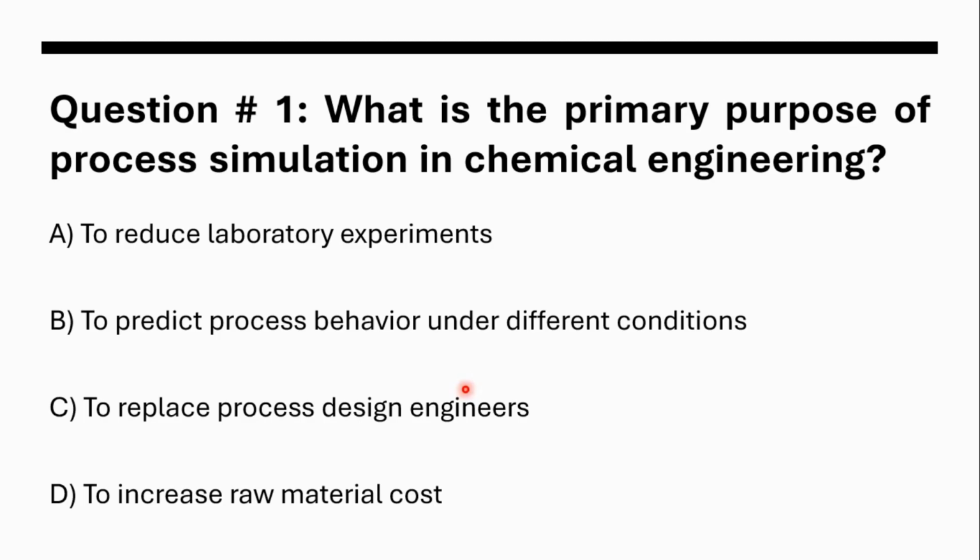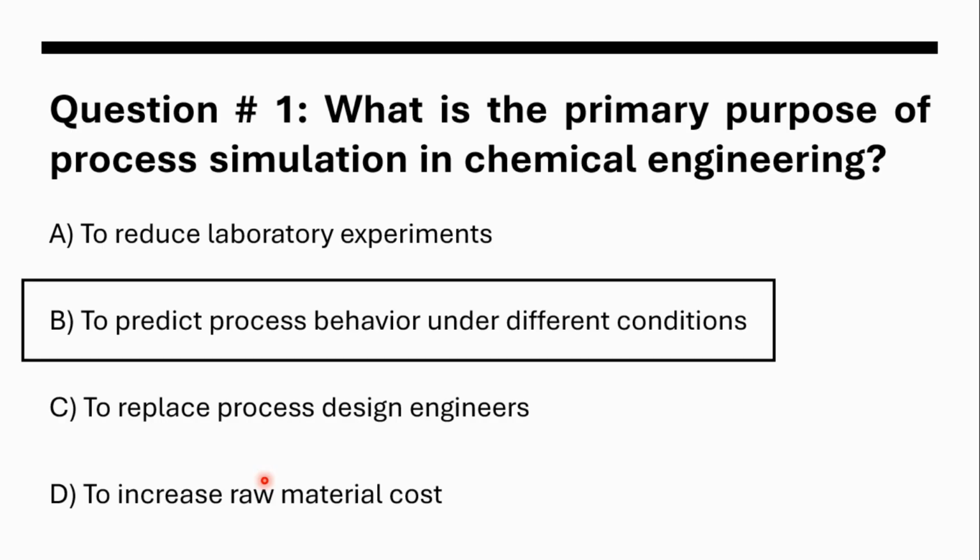Replacing process design engineers is definitely not a goal or purpose. Increasing raw material cost is never an objective in any optimization or any problem. So basically B is the answer: to predict the process behavior under different operating conditions, because experimentally determining this would be much more costly than doing the simulations. Accordingly, the primary purpose of process simulation is to predict process behavior under different conditions.